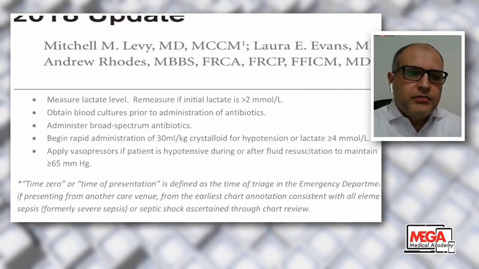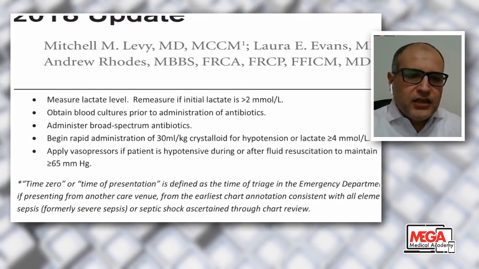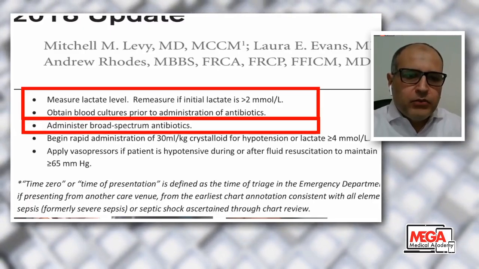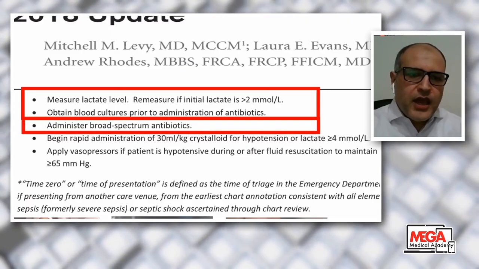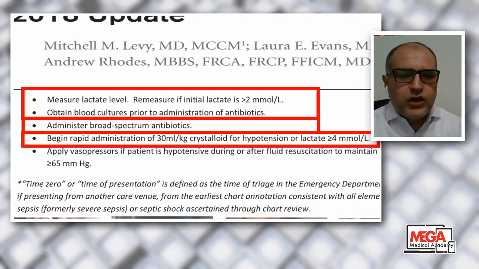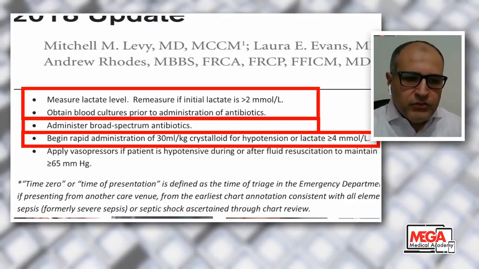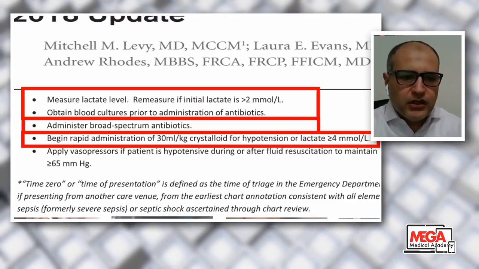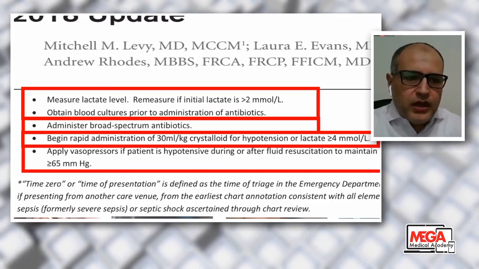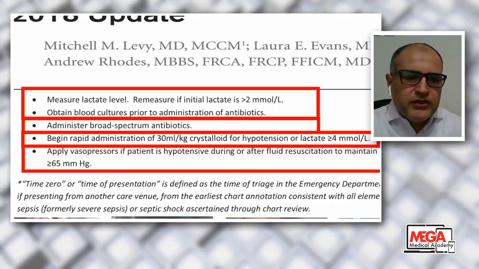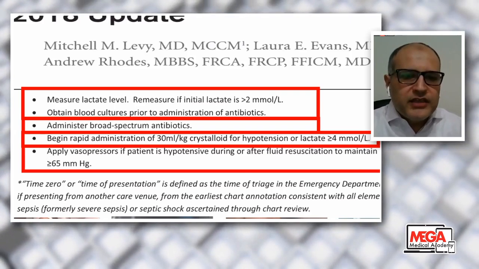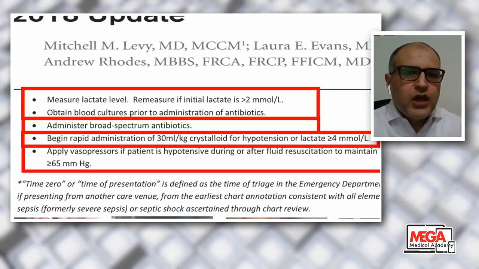The Surviving Sepsis Campaign bundle, which was developed in 2018, includes a 1-hour bundle. It contained many components: measure lactate level, obtain blood cultures, administer broad spectrum antibiotics, and administer 30 milliliters per kg crystalloid, although this component was removed in the 2020 guidelines, and apply vasopressors. When we observe these recommendations, we will find that measuring the lactate level is the first step to define shock.